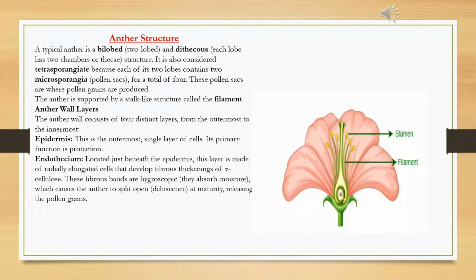The next is the endothecium. It is located just beneath the epidermis. This layer is made up of radially elongated cells that develop fibrous thickenings of cellulose. These fibrous bands are hygroscopic. They absorb moisture, which causes the anther to split open at maturity, releasing the pollen grains.